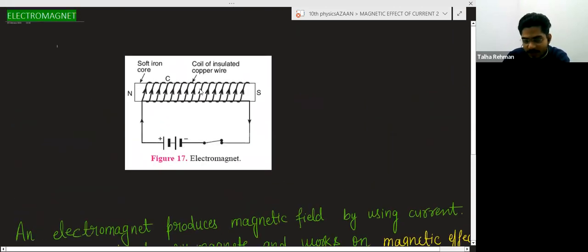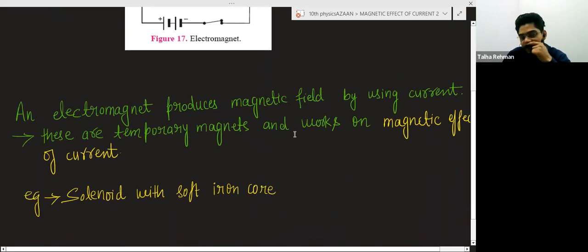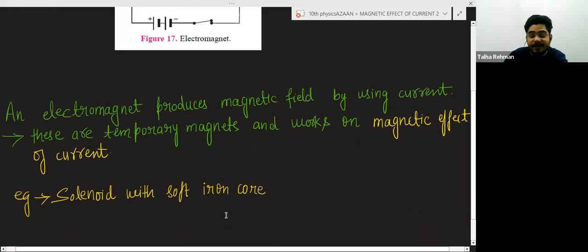So here current is flowing in the wire. That is why this electromagnet is producing the magnetic field. These are temporary magnets and work on the magnetic effect of current.